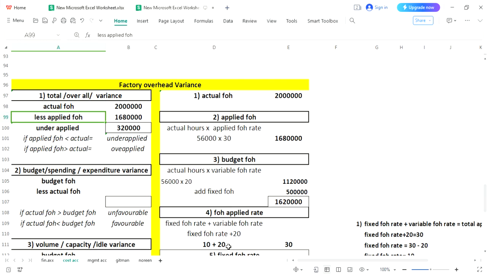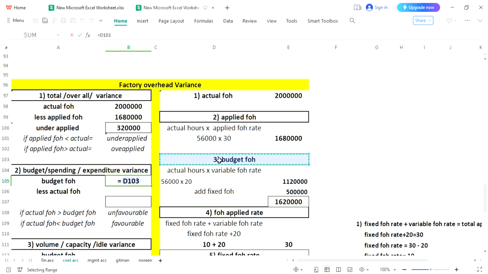Let's go back and calculate budget variance. It is a relationship between budget and actual FH. The budget which you have calculated is mentioned over here, and how much you have calculated, 16 lakh 20,000, put over here, and actual FH you have calculated over here highlighted. It was 2 million, put over here. Both budget and actual have been mentioned.